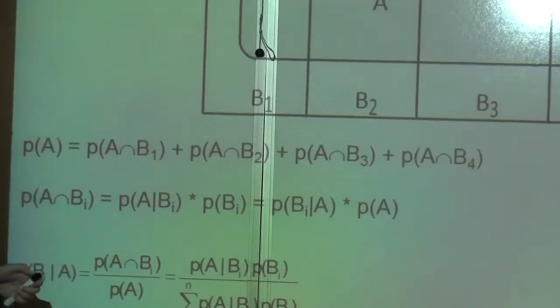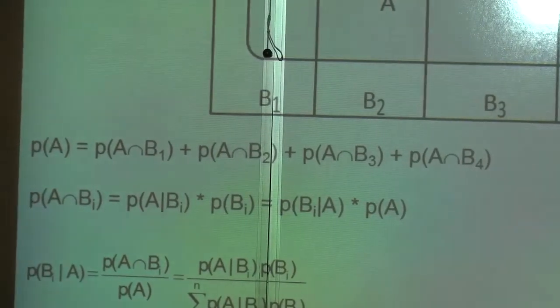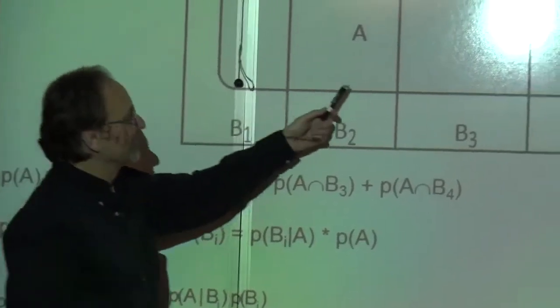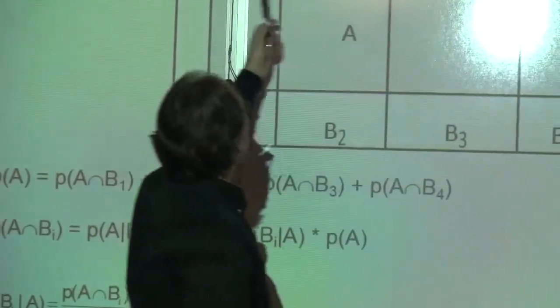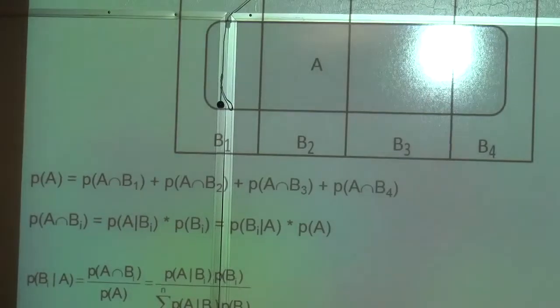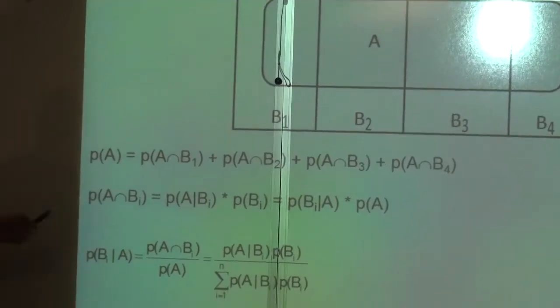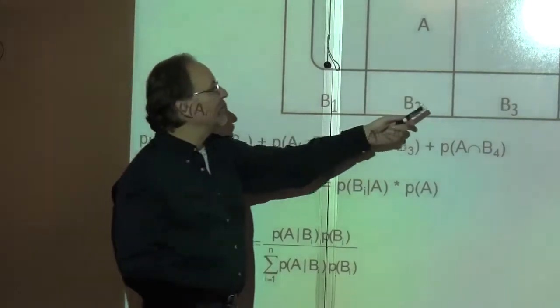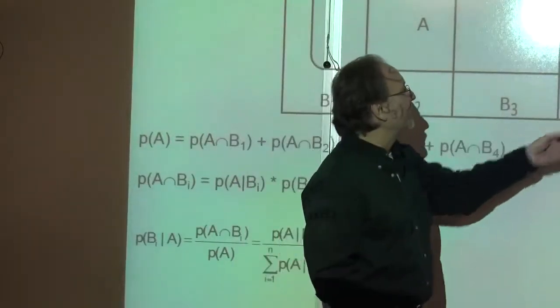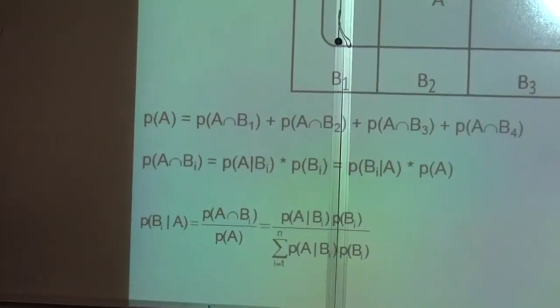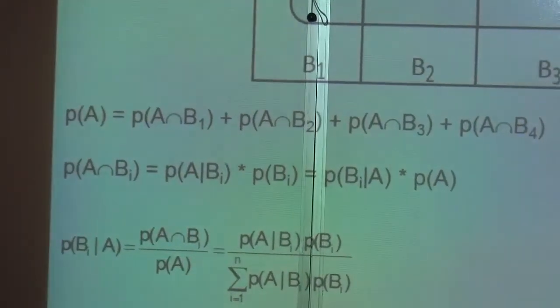Now, what you can see just by inspection is the probability of A, this subset in here, and I happen to have it intersecting all 4 of the sections of the universe, is A intersect B1, A intersect B2, A intersect B3, A intersect B4. It's simply the addition of those 4 intersections. Right?